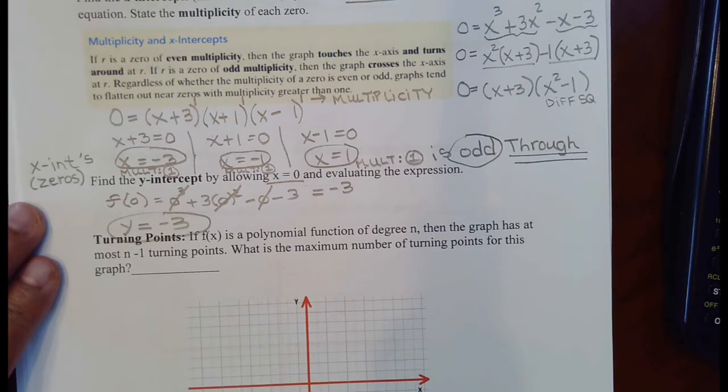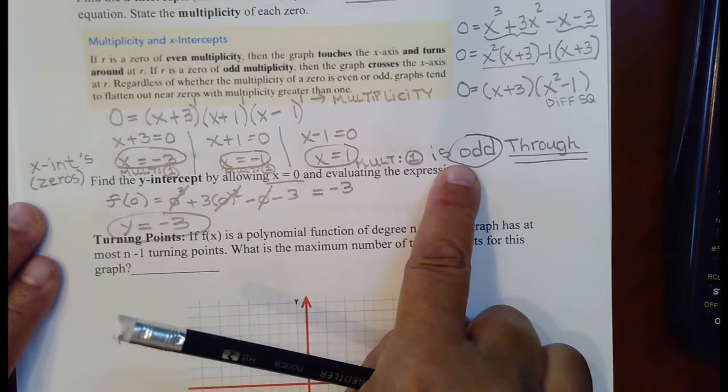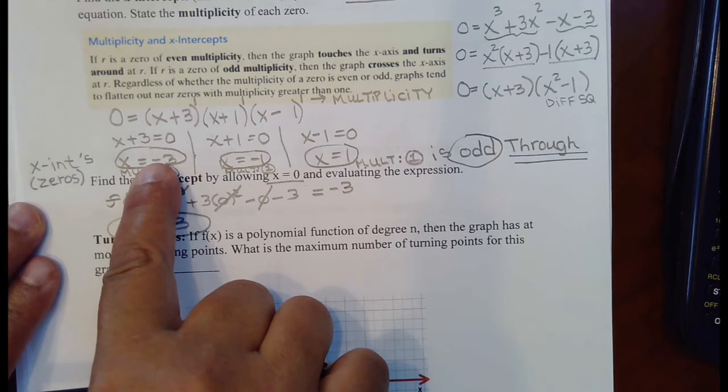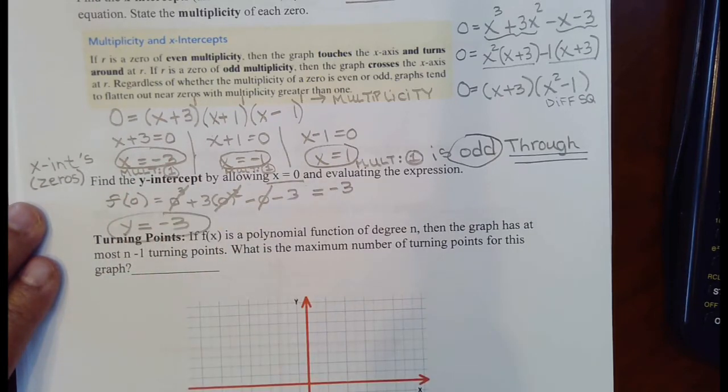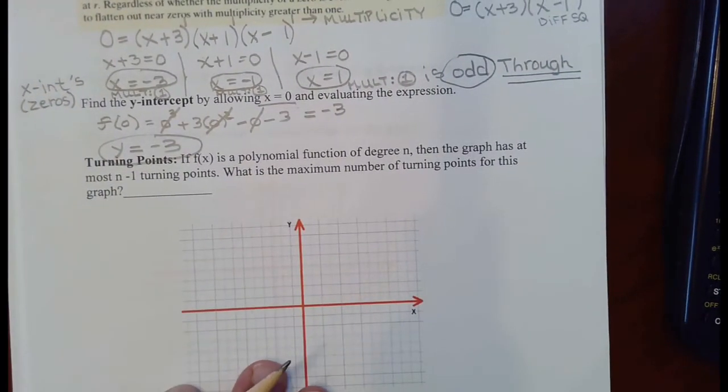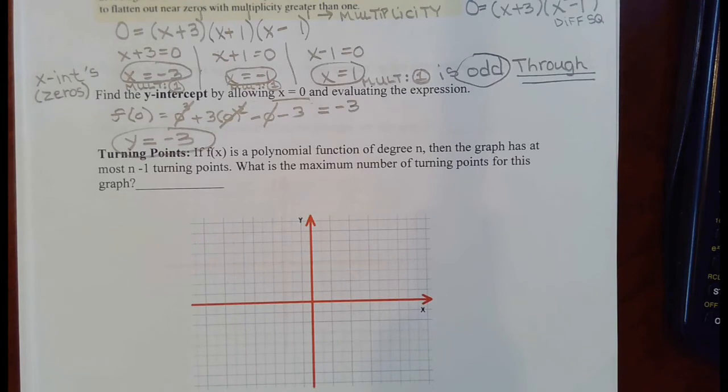Turning points. You also need to have some background theory on that. The number of turning points, just in general, you're going to look at the degree of the function. Whatever the highest degree is, you're just going to subtract 1 in order to find out the maximum number of turning points.